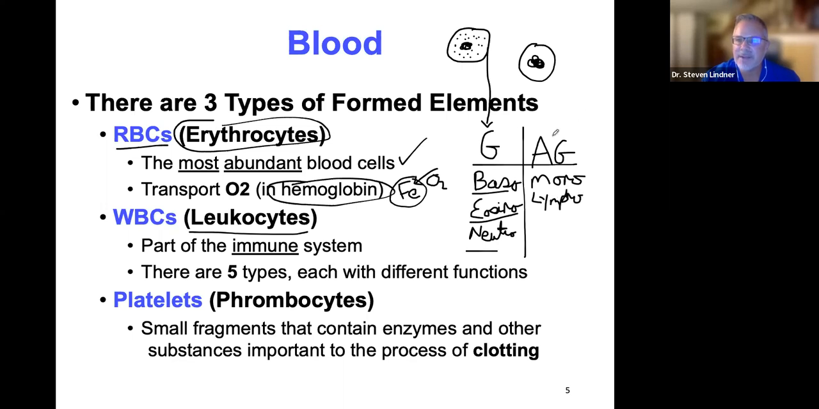Those are agranular. Monocytes and lymphocytes don't have any granules, okay? And then the third type of formed element that we have, they're called platelets. They're also called thrombocytes, with a T. Thrombocytes, they're involved in clotting. Okay, platelets or thrombocytes, they're involved with clotting.